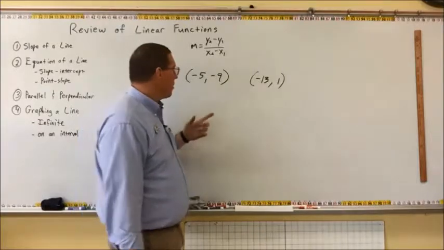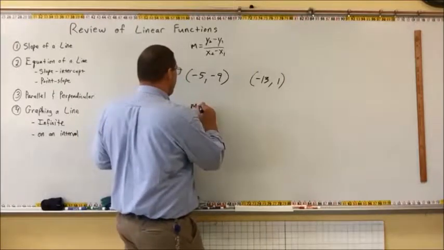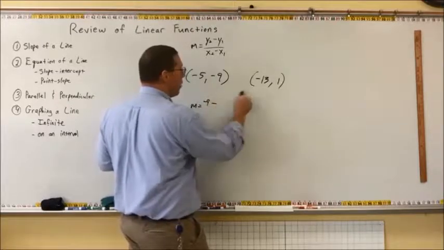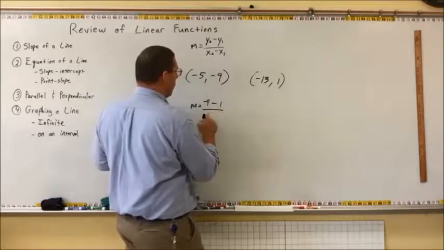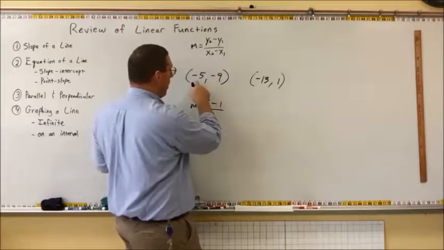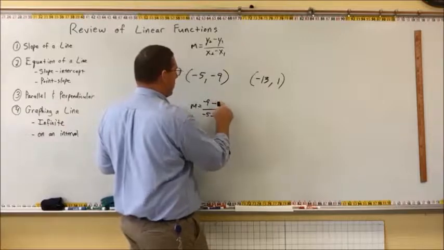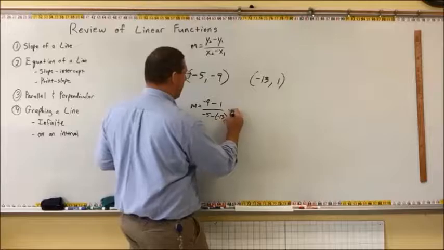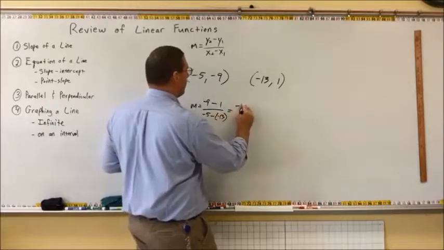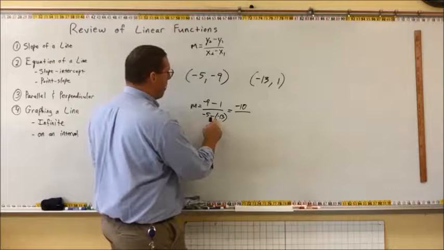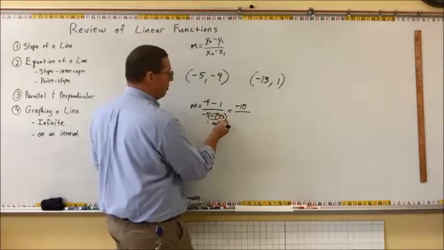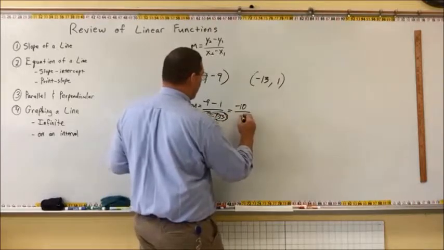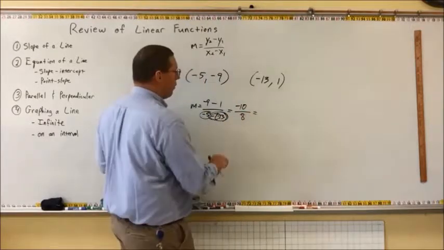All right, so let's see here. We're going to do slope is equal to one of the y values, let's do negative 9, minus the other y value, which is 1, over the x value that goes with negative 9, which is negative 5, minus the x value that goes with 1, which is negative 13. So I'll put parentheses around negative 13. All right, so negative 9 minus 1 is negative 10. And then negative 5 minus negative. So we got negative minus negative is plus. So I got negative 5 plus 13. That's going to be positive 8. So I got negative 10 over 8.